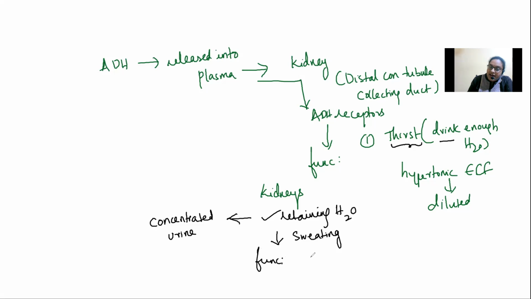Another function of the antidiuretic hormone is to increase the arterial blood pressure by vasoconstriction. So these are all the activities of your antidiuretic hormone, children. Now let me show you a few slides which show how these act. Let me share my screen with you.